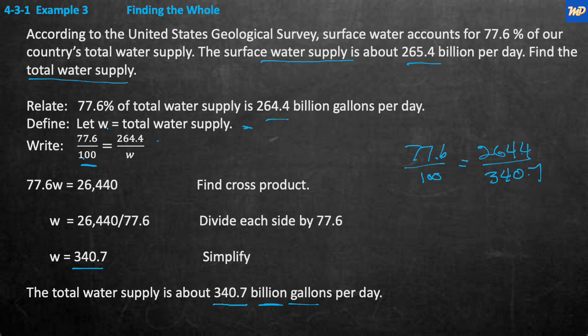Okay, this could then be written 77.6% is equal to, rather, I shouldn't have said of, excuse me. Let me get rid of the of. The 77.6% is equal to 264.4 divided by 340.7. I'll put a little dash right there too. A couple dashes here. Let's clean that up. Okay, are we with it?